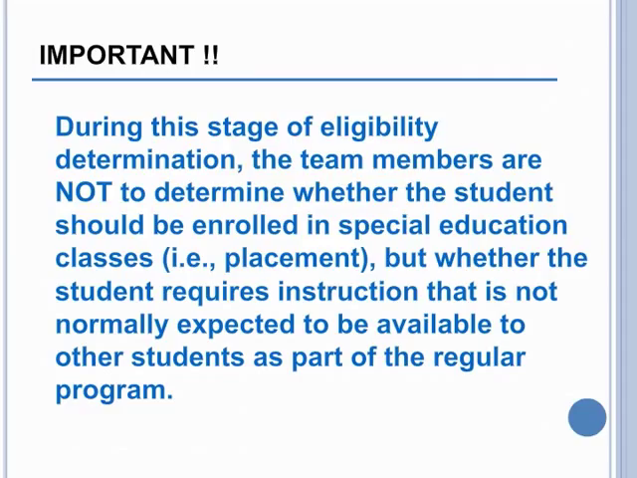So it's important to realize that during this stage of eligibility, the team members are not saying where the child will be taught. Where meaning an inclusion, a resource, classroom, etc. Not the placement of the student, just that the student requires something extra, some type of instruction that is not normally expected to other students as part of the regular program.